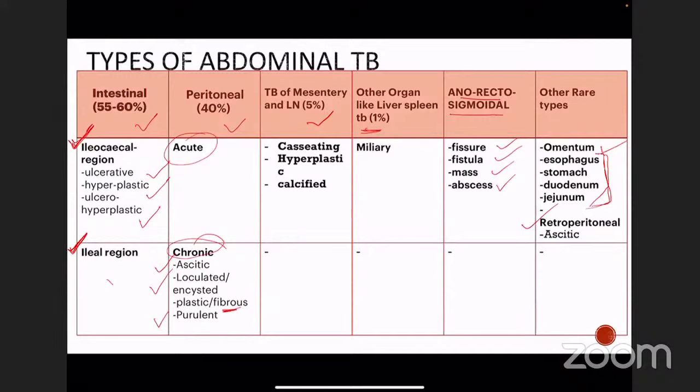There can also be mesenteric involvement and its lymph node involvement. You all know that tuberculosis has caseating necrosis. It can have hyperplastic changes in a lymph node or cells, or it can get calcified. So you can think of subtypes like caseating, hyperplastic, or calcified. In other organs, there can be miliary tuberculosis or diffuse tuberculosis. Miliary is most commonly seen, which is why I have mentioned miliary over here. And anorectal and other types I have already discussed. So this was about the types of abdominal tuberculosis, at what site it is occurring, and what part it involves. According to that, there are types of abdominal tuberculosis.